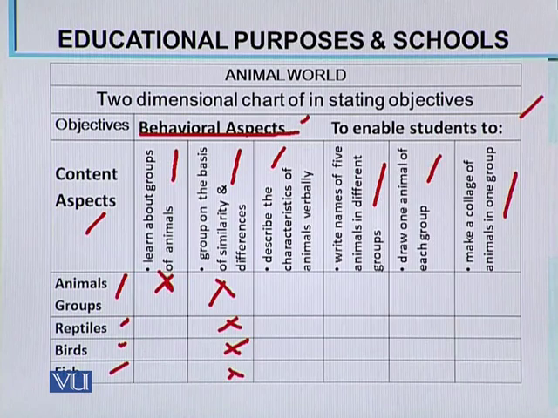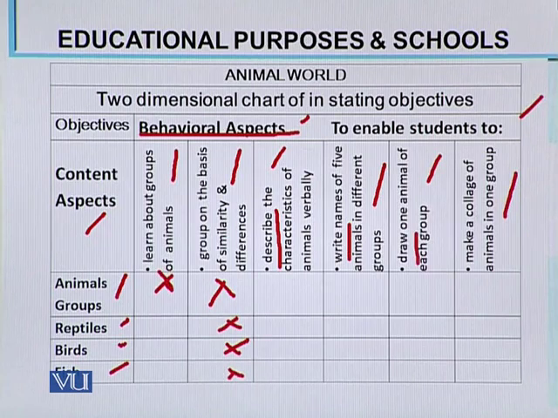So we have seen that once we have picked the second objective, that they will be able to group animals on the basis of their similarities and differences, it can be among the groups and it can be within the major types of groups. When we say describe, this is one of the skills that they have to describe the groups on the basis of similarities and differences verbally. We want children to state these characteristics orally. When we say they can write, they should be able to write.